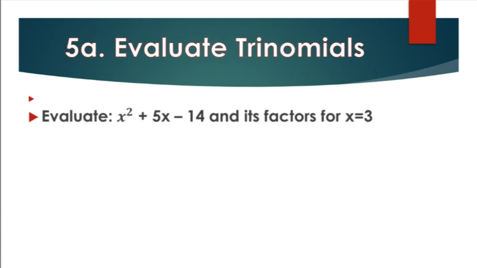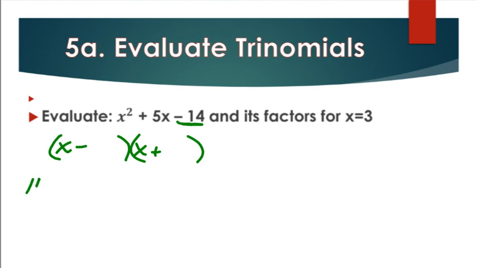Next one, evaluate x squared plus 5x minus 14 and its factors for x equaling 3. So let's factor this. I have x here, I got x here. One's got to be negative, one's got to be positive because we have a negative c here. The middle term is positive, so the bigger number is positive.